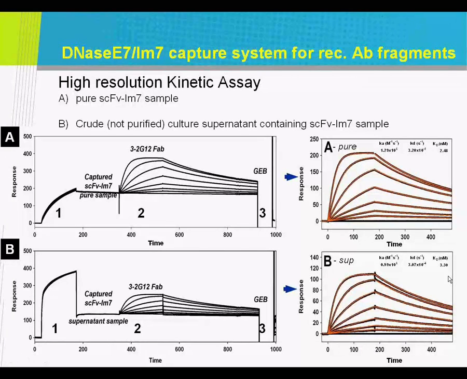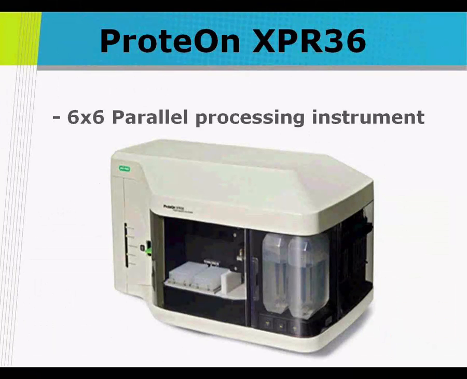So the chip contains immobilized, or we immobilize the DNase E7 into each of these 6 channels in this sort of ligand direction, and then secondly we capture our antibody IM7 conjugate in 5 channels of the 6, and then we're leaving the 6th channel blank, so we just inject the buffer. So doing it this way, we can analyze 5 different antibody conjugates at the same time.